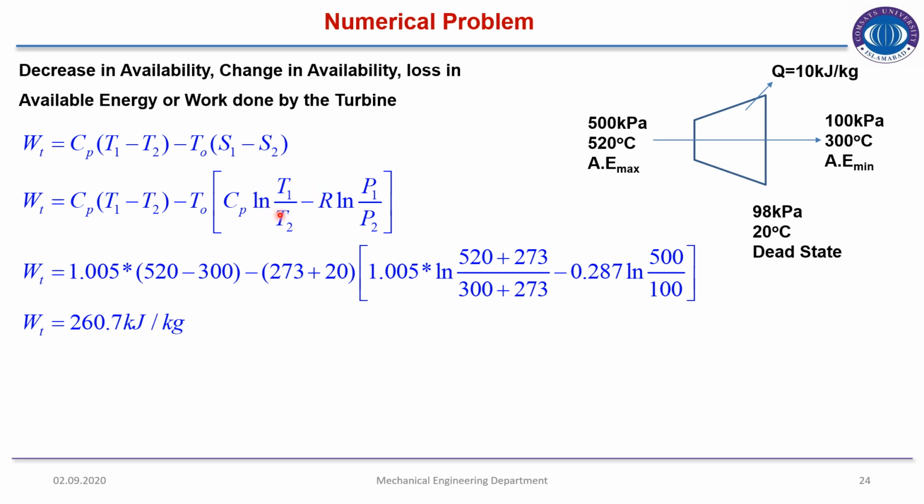In the current numerical we have been given the values of temperature and pressure, so we'll use the change of entropy relation for an ideal gas in terms of temperature and pressure. So we know the values: T1, T2, T naught, Cp, natural log, and R value for air. So the work done in the turbine is 260.7 kilojoule per kg.